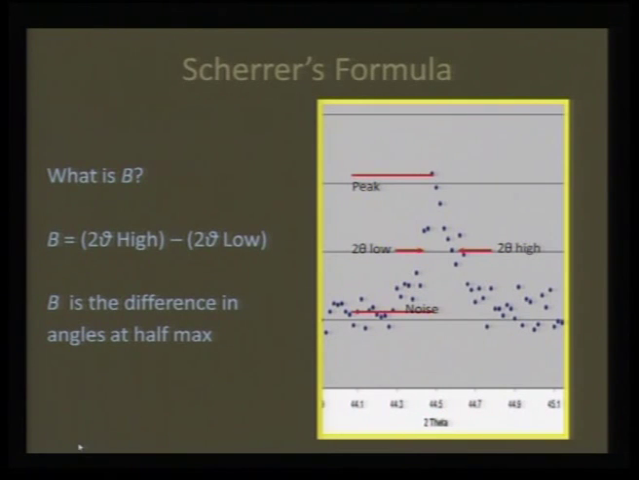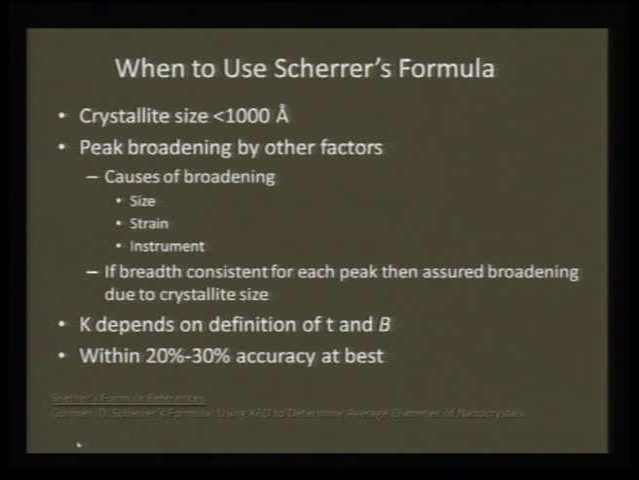Now, this is how we go about it. If it is not a very symmetric peak, then you need to draw a baseline and then fix your peak, and then you look at your 2 theta low, that is your B here, and then your 2 theta B, and then you can look at the full width at half maxima. So, this is how you go about doing this.